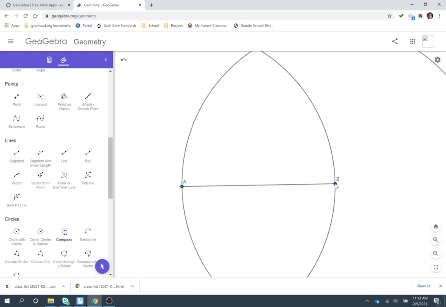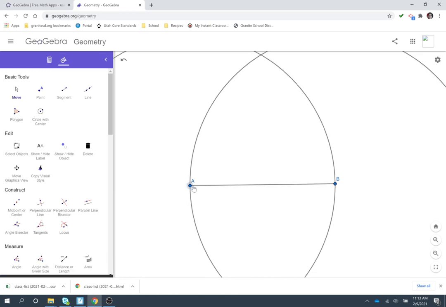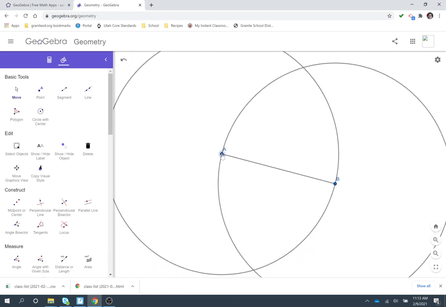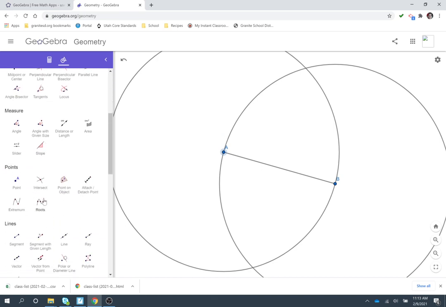Now what I'm looking for is where these two circles intersect, which you can see kind of goes off my page. So in order to fix that, I'm going to grab my move tool, and I'm just going to make my segment a little bit shorter, and I'm going to rotate it so that I can see those two intersections. Then I'm going to come over here, I'm going to grab my intersect tool. I'm going to mark that intersection. I'm going to mark that intersection.